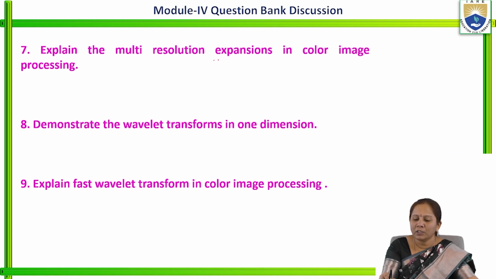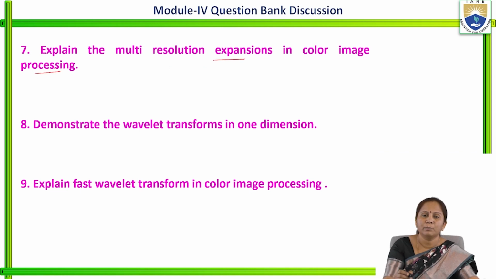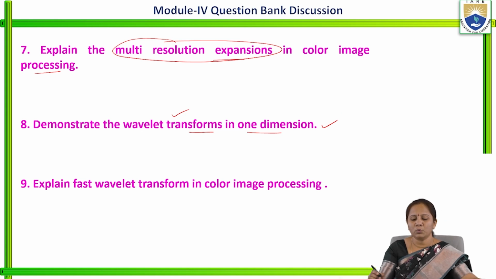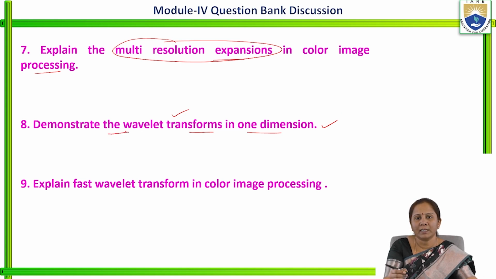And explain multi-resolution expansion in color image processing. So we have to explain this multi-resolution expansion with respect to wavelets only. And next one is demonstrate the wavelet transform in one dimension. Actually we have discussed this wavelet transform not only in one dimension, we have also seen the wavelet transform in 2 dimensions also. So while representing the wavelet transform in 1 dimension and 2 dimensions, some sort of mathematical analysis will be there. That will be considered here.